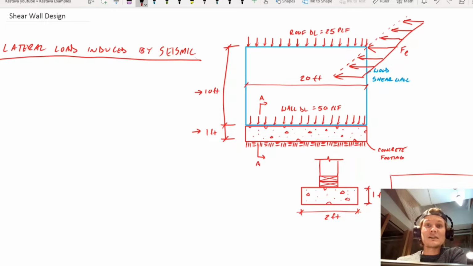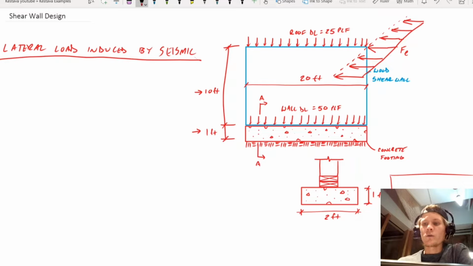So let's giddy up. As you can see here, we have a shear wall design example, and I actually used this from our previous example, thumbnail above, with the global stability, but I've repurposed it and changed it a little bit. We're going to start off with a single shear wall, 20 feet long by 10 feet tall, as denoted. You have a 1 foot thick by 2 foot wide concrete stem wall running below, continuous. We have a roof dead load of 25 PLF, which is pretty light, and then the wall dead load, the self-weight of the wall, at 50 PLF.